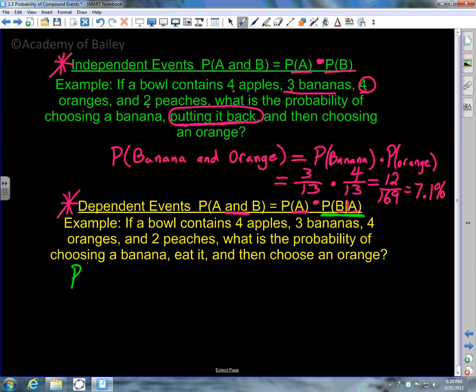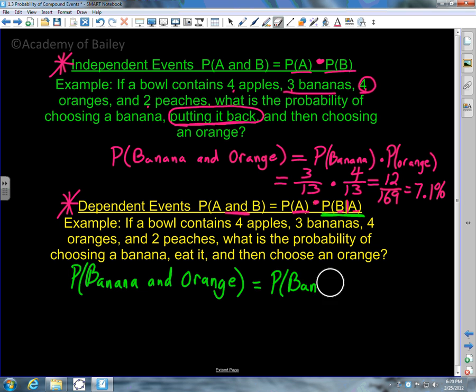So we say the probability of a banana and an orange is equal to the probability of a banana. Let me spell it right this time. Times the probability of an orange, given that you've chosen a banana already.